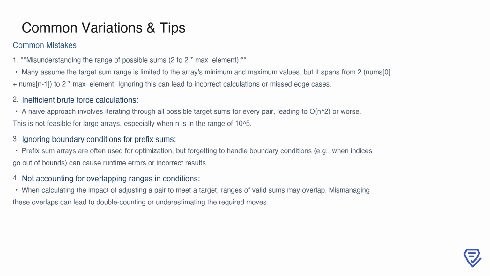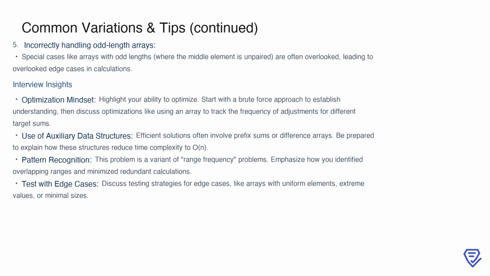Lastly, when dealing with overlapping ranges of valid sums, it's easy to mismanage these overlaps. This can result in double counting adjustments or underestimating the moves needed, both of which can derail your solution. Odd-length arrays introduce another layer of complexity. When the array has an unpaired middle element, it's a special case that's often overlooked. Ignoring this can lead to edge cases being missed during calculations.